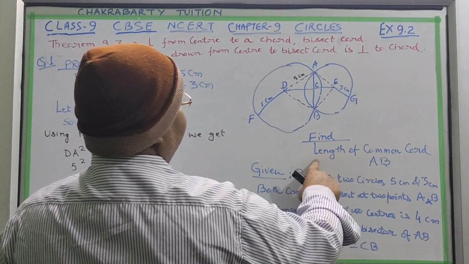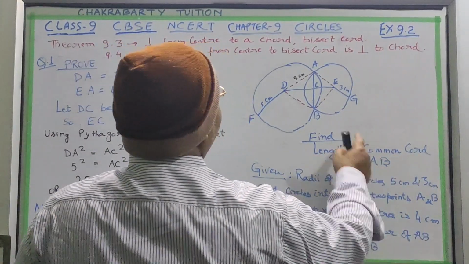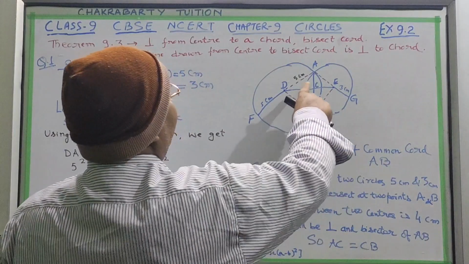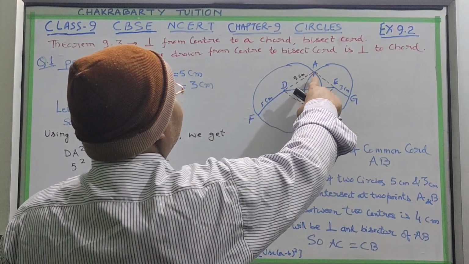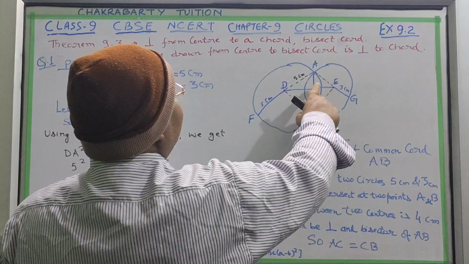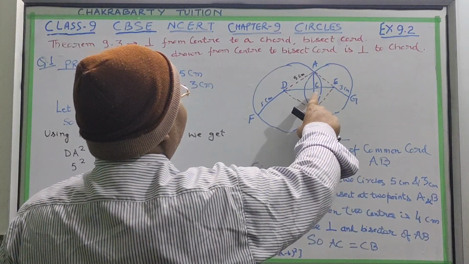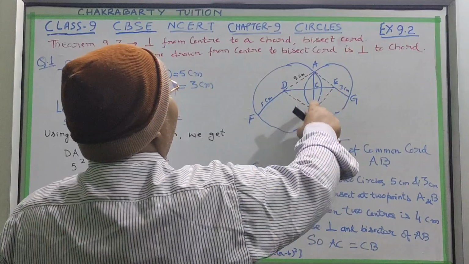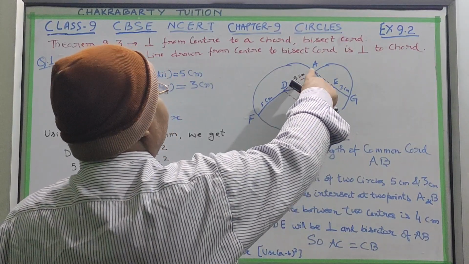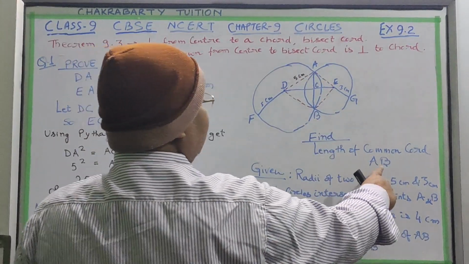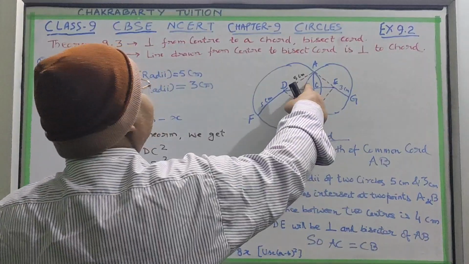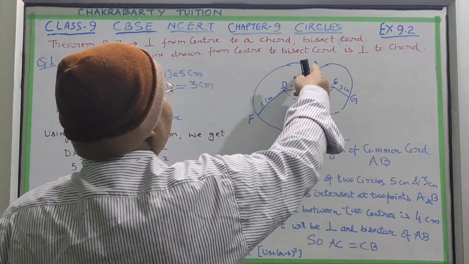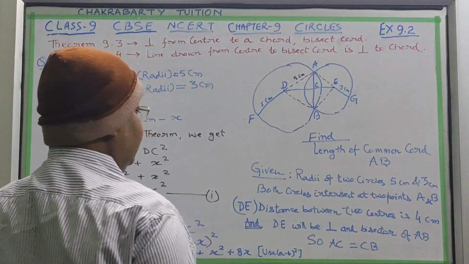What you have to find? You have to find the length of common chord AB. So length of AB you have to find out. If you can find out the length of AC, then AC and CB are equal, and both together is the distance of AB. So we will try to find out first AC and we will double it, and the common chord distance we can find out.